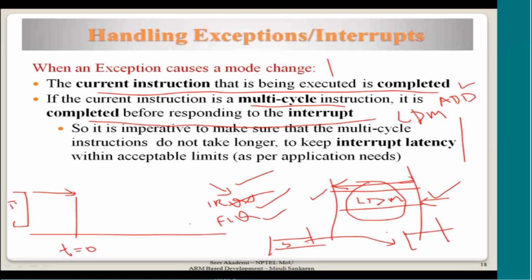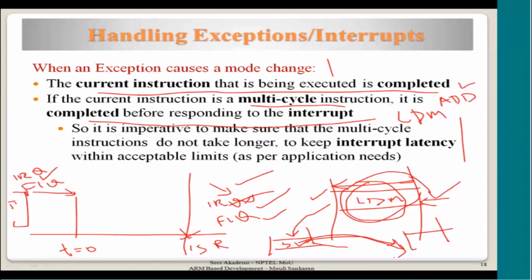There is a finite time elapsed from the time the actual hardware signal of IRQ or FIQ has been generated, and the time at which the first instruction of the ISR is executed. It has to wait for the current execution to be done. Then it has to save some values, which I will explain, and then access this instruction. It has to come into the pipeline and get executed. Only then will it come to the ISR, fetch the first instruction and start executing it. So a lot of time has elapsed, and that is called interrupt latency.